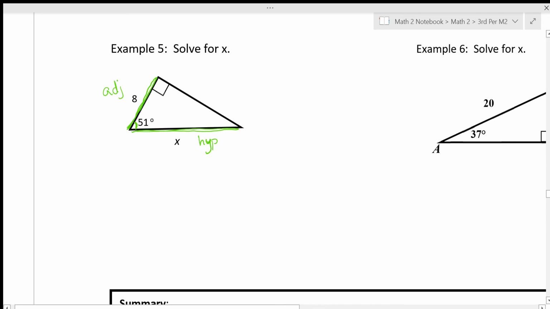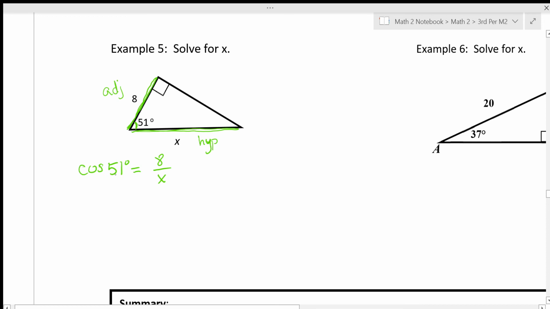So which trig function are we going to use? Cosine is correct. So SOHCAHTOA: cosine is adjacent over hypotenuse. So the cosine of 51 degrees is equal to the adjacent 8 over the hypotenuse. This one's a little tricky because we have x in our denominator, but to get rid of x, you can cross multiply.